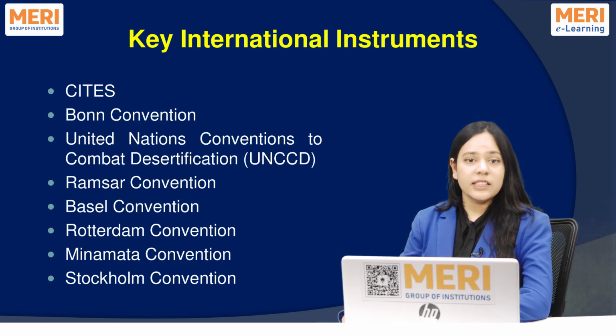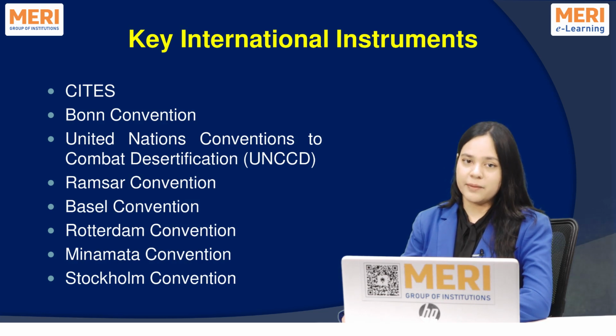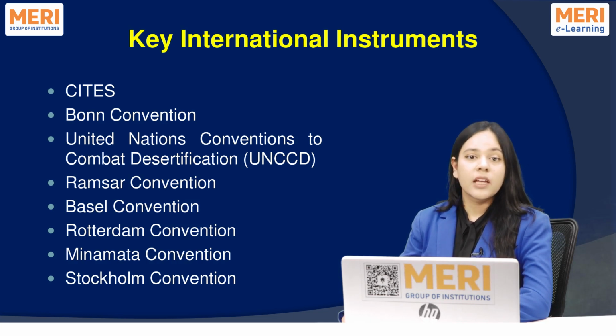Additionally, the Rotterdam Convention, signed in 1998 and enforced in 2004 with 154 state parties, establishes a system for prior informed consent concerning hazardous chemicals and pesticides in international trade, ensuring that importing nations make informed decisions about potentially dangerous substances.